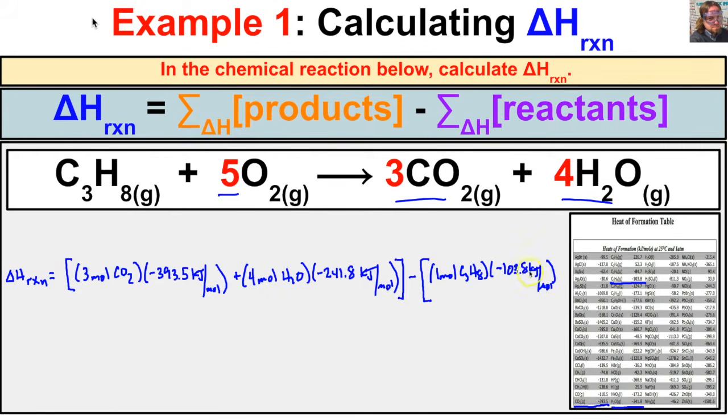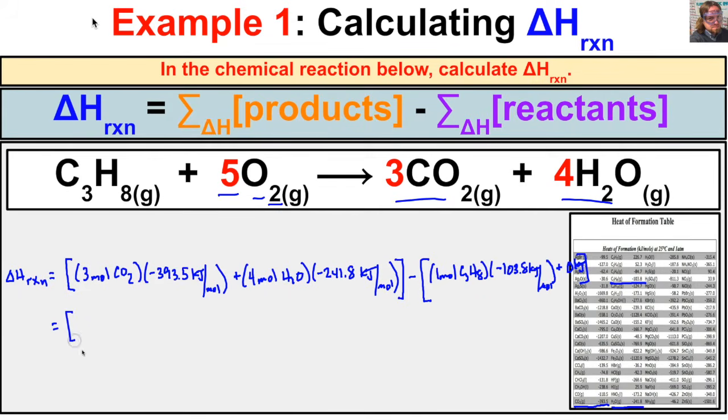And then we're going to add 0. Why 0? Because O2 is an element. It's one of the 7 diatomic molecules on the periodic table, and oxygen gas is elemental oxygen. And the heat of formation for elements is always going to be 0. There we go. So we just set this problem up, and now we can plug this into our calculator.